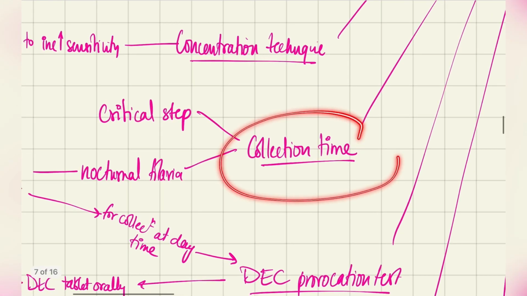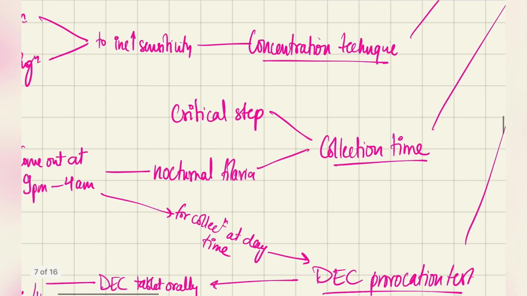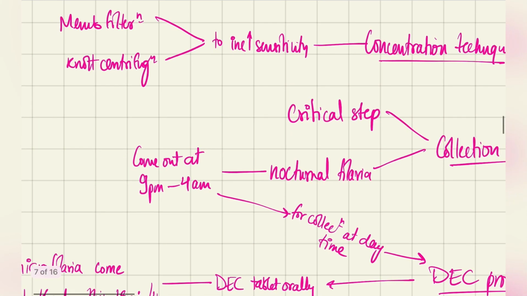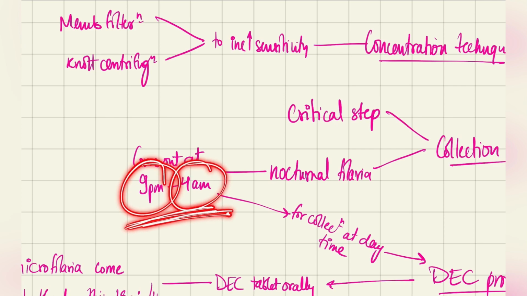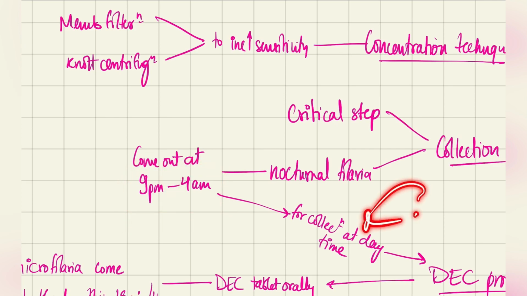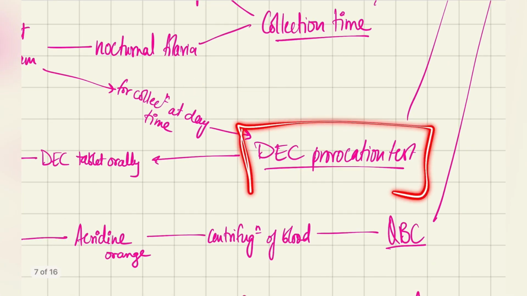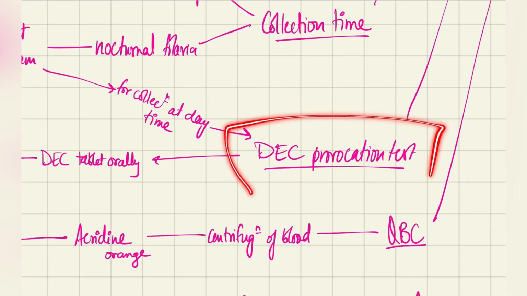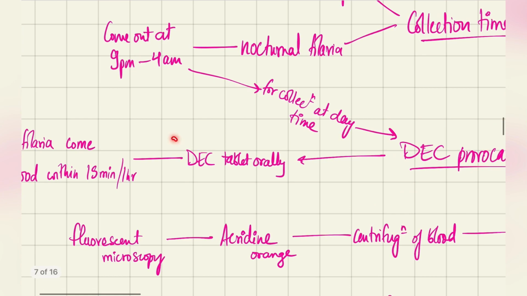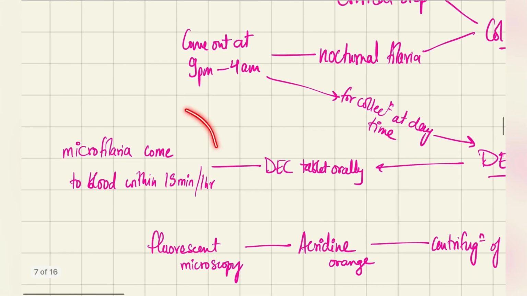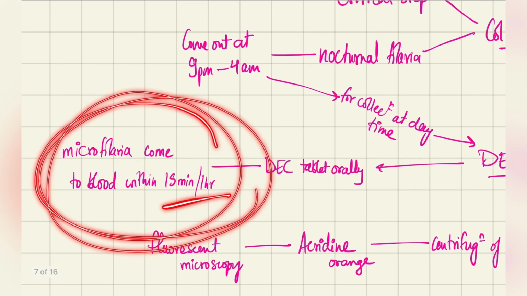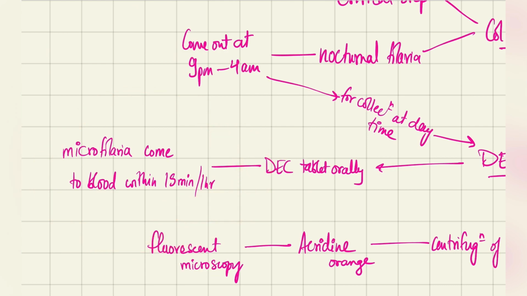Now coming to the collection time, when samples should be collected, this is a very critical step because the microfilaria are not always present in the blood. If it is nocturnal filariasis, then the microfilaria will come out from 9 p.m. to 4 a.m. in the night. But if you want to collect the sample at the daytime, we have the DEC, diethylcarbamazine provocation test. Here DEC tablet is given orally and the microfilaria come out automatically in the blood within 15 minutes to 1 hour. Okay.